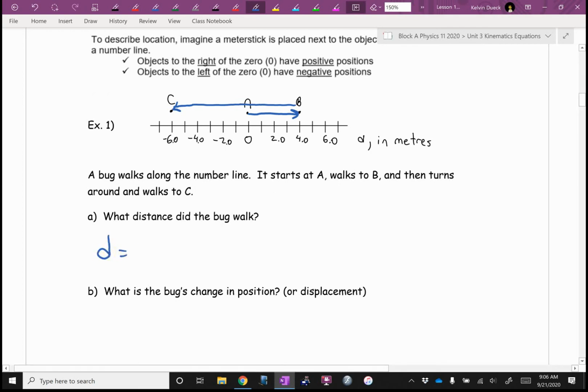Well, the first little path that it walked looks like from A to B, which is how far in my little number line sketch there? 4 plus. Then it walked from positive 4 to negative 6, which is how far? In your head without a calculator, Annika? That's its distance.